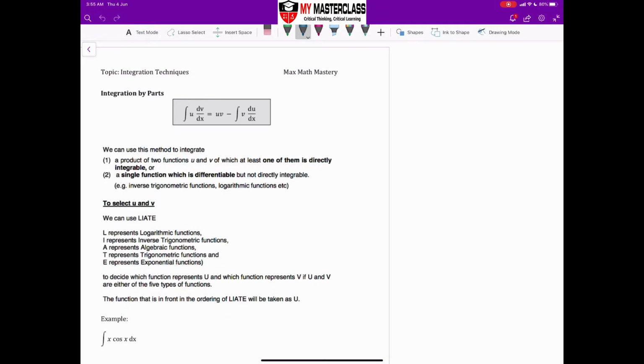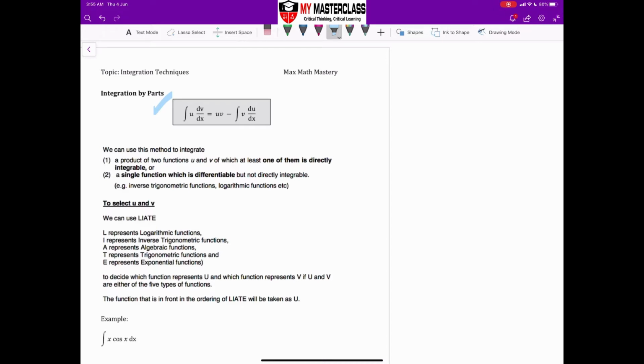Okay, the last part of integration technique is actually integration by parts. Some schools use two formulas that are floating around in Singapore, but generally most schools are doing this formula. If your school uses the other formula, it doesn't matter. It's actually the same thing, just a different way of presenting it.